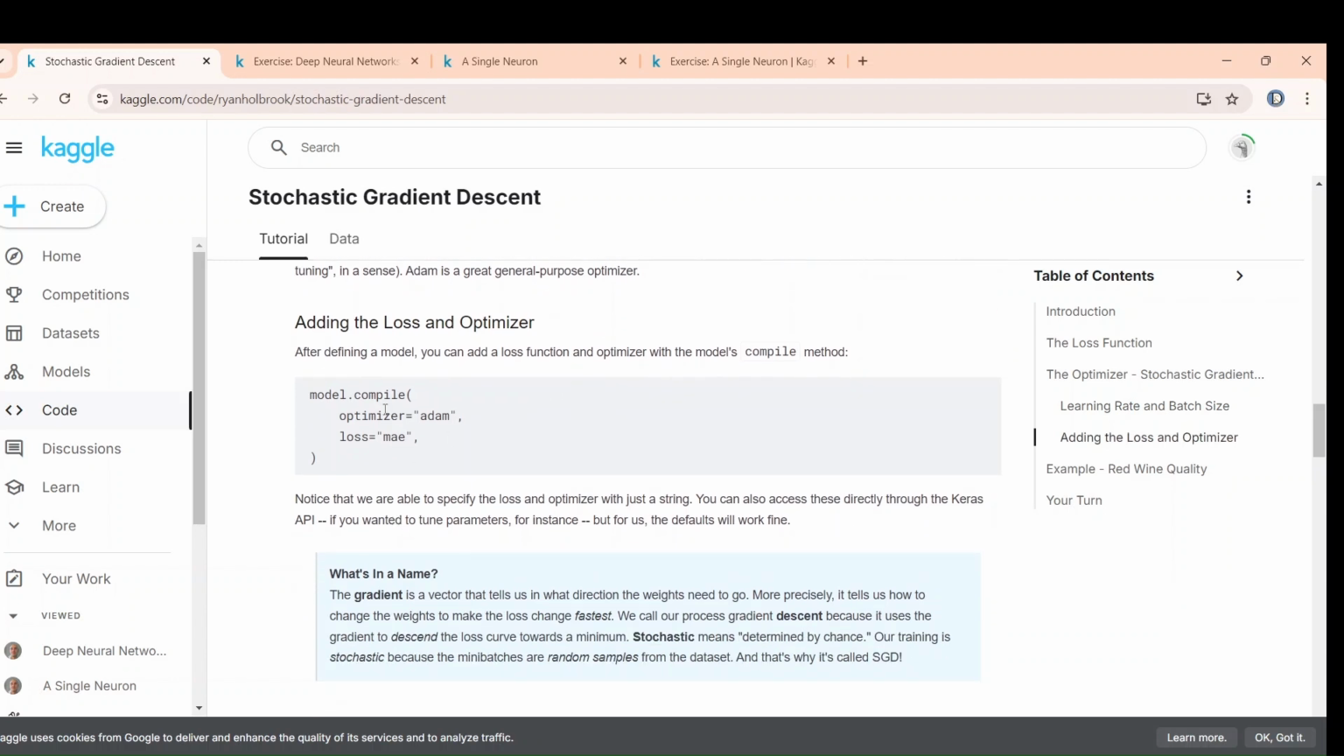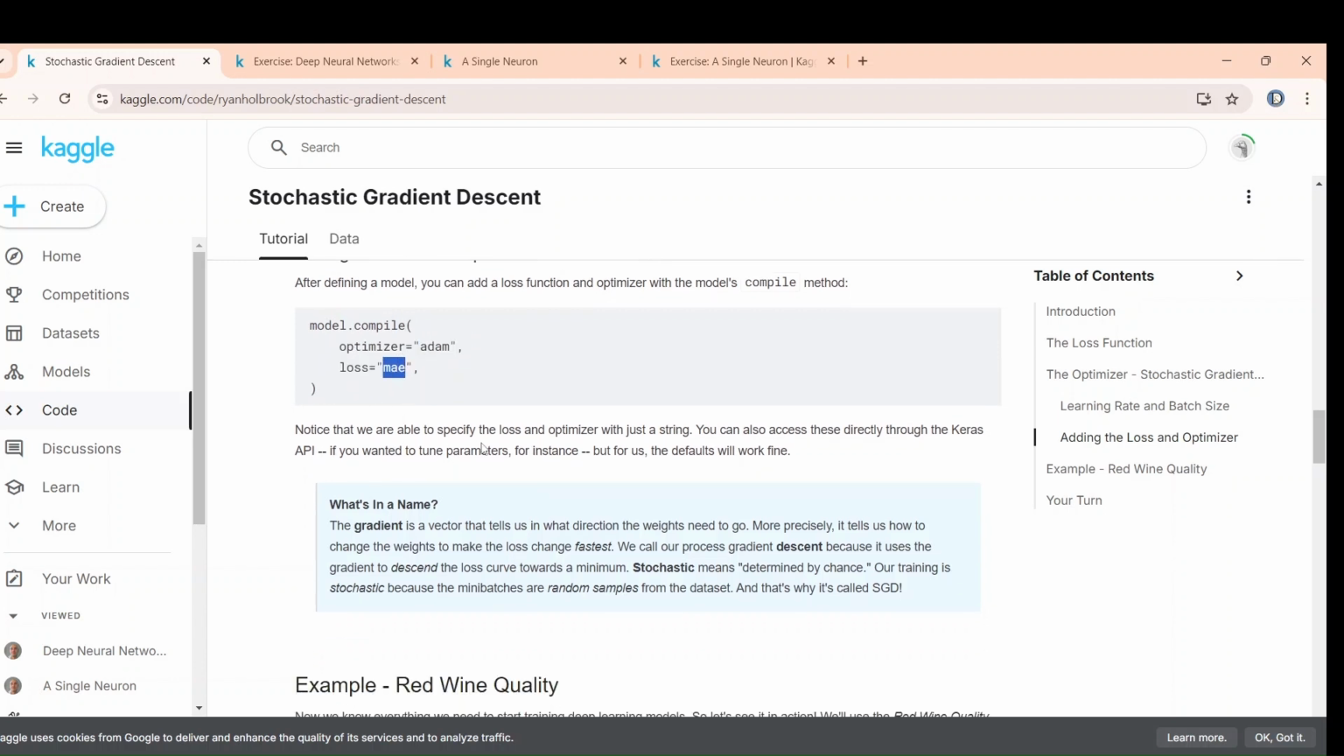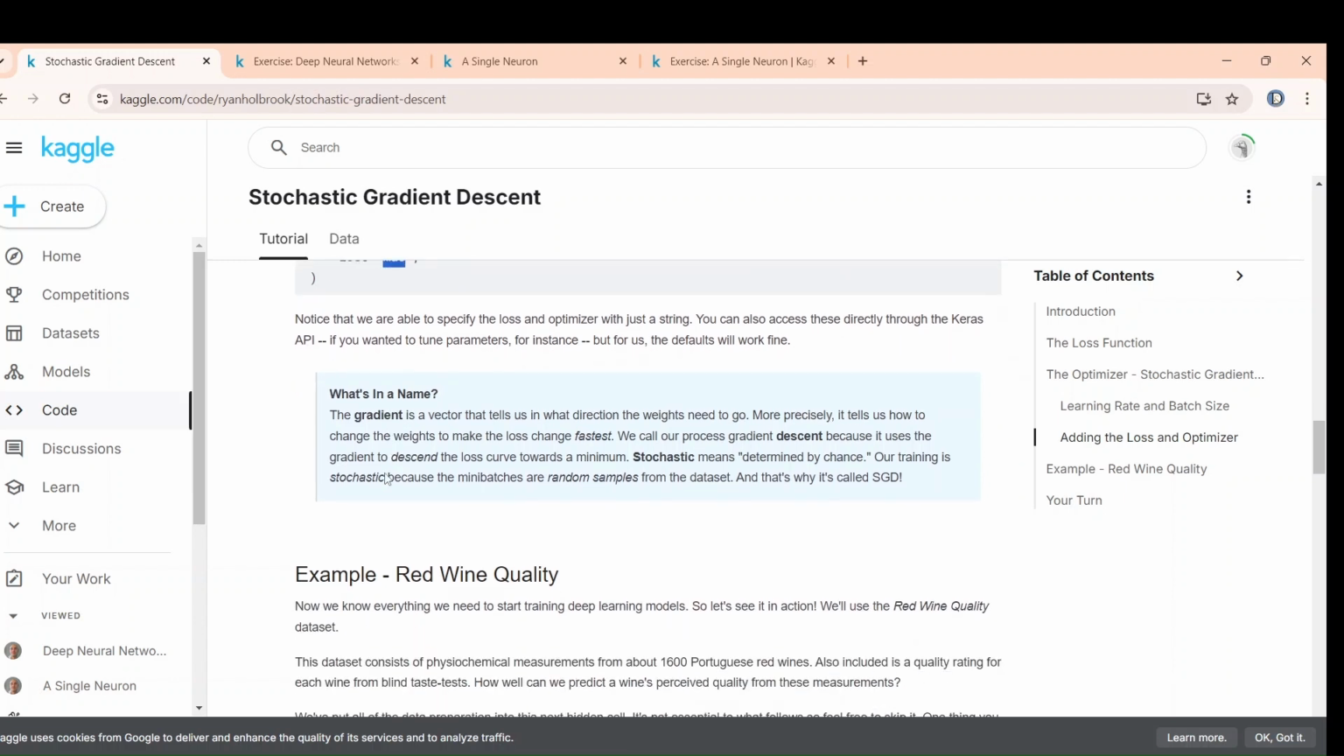Anyway, after defining a model, you can add a loss function and optimizer with the model's compile method. Okay, so you have to write model.compile, optimizer equal to Adam, loss equal to MAE. Simple things. Notice that we are able to specify the loss and optimizer with just a string. You can also access this directly through Keras. Keras, you know that deep learning library.